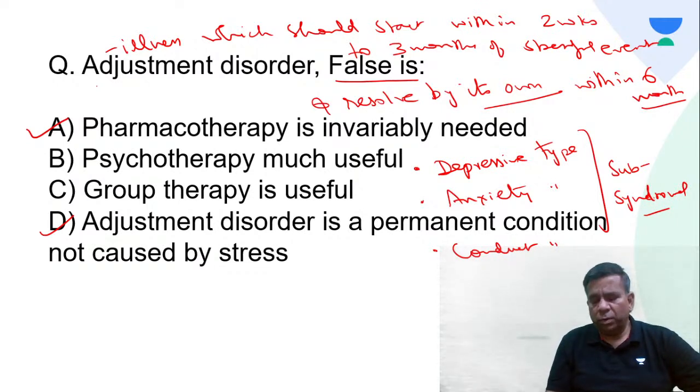Pharmacotherapy usually we don't give. We only try to manage with psychotherapy and group therapy. But if it is two choices, you may have to go for A and D. But not every time do we use pharmacotherapy. As the name suggests, it's a self-limiting illness.